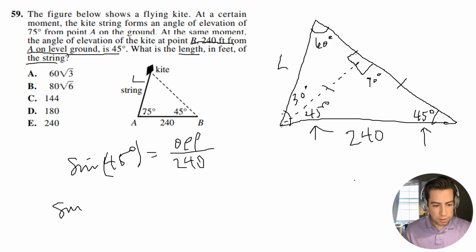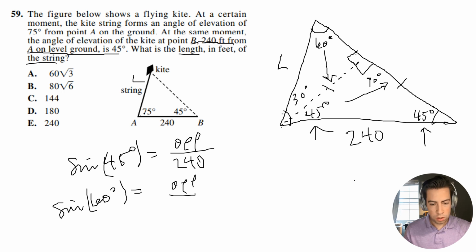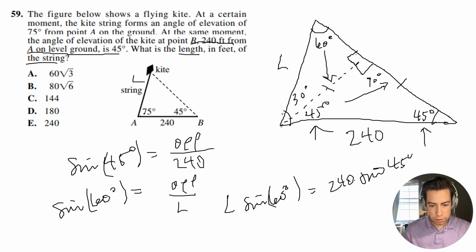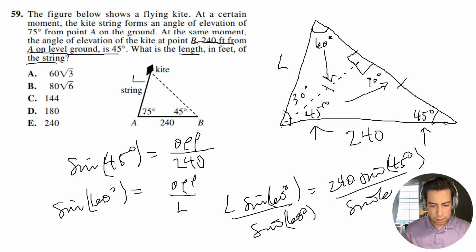Now we also know that sine of 60 degrees, well, that's going to equal this opposite right here, which is the exact same opposite as this one. So it's going to be opposite over L, okay? So now what we can do is we can actually just set these equal to each other. So now I have that L times sine of 60 degrees has to equal 240 times sine of 45 degrees. And if this is the case, I can go ahead and divide both sides by sine of 60.